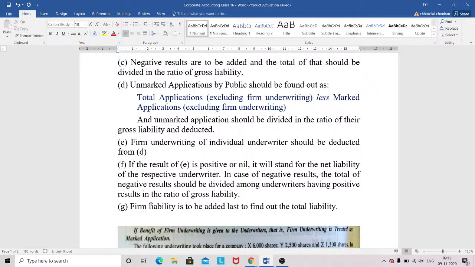You have to add it last, whether you like it or not, because that is the very nature of form underwriting. What does form underwriting mean? Form underwriting means nothing but that the shareholder, the underwriter, must take some amount of shares. So that will be their liability, in addition to whatever the calculations arise. The calculated amount must be taken, plus a particular number of shares must be taken. So at the end of the calculation, if form underwriting is given, you have to add it up. This is where the form underwriting benefit is given to all.